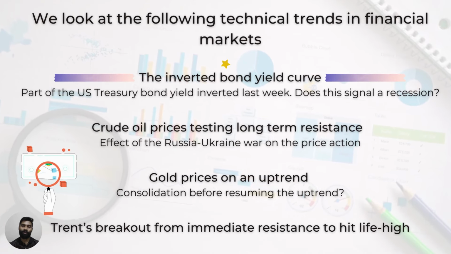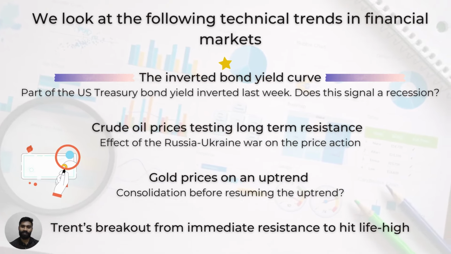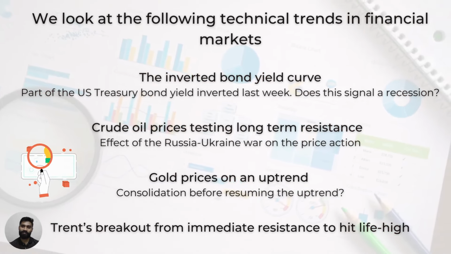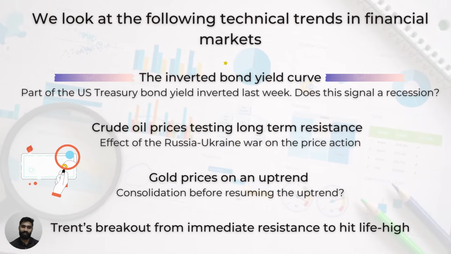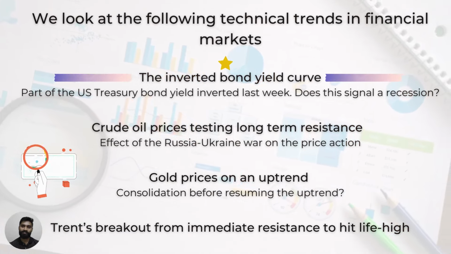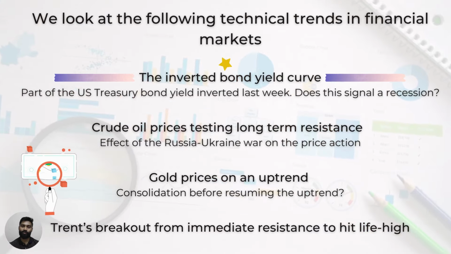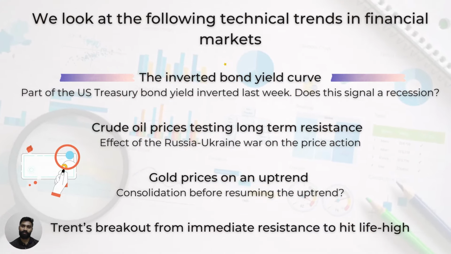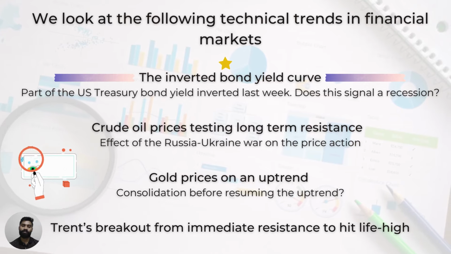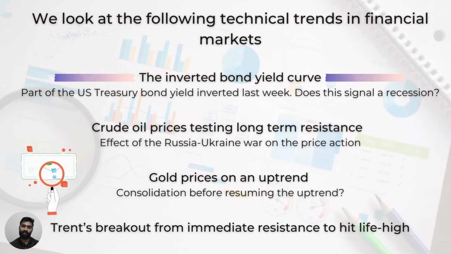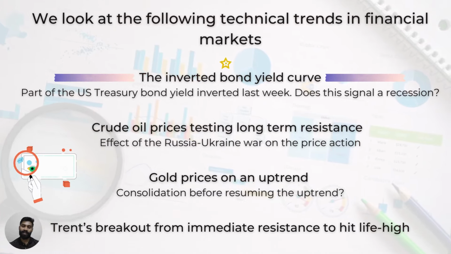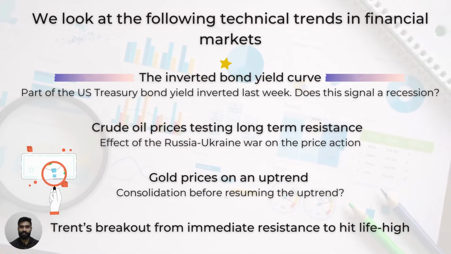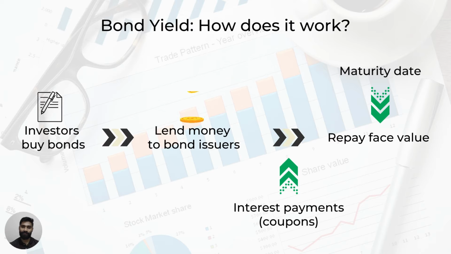So we'll be looking at the following technical trends in the video today. We'll start off with the inverted bond yield curve as part of the US Treasury bonds inverted last week. And then we'll move on to the crude oil prices, which are testing the long-term resistance due to the effect of Russia-Ukraine war. And then we'll also have a look at the gold prices, which are already in an uptrend. And finally, we'll also have a look at the stock trends breakout from immediate resistance to hit lifetime high.